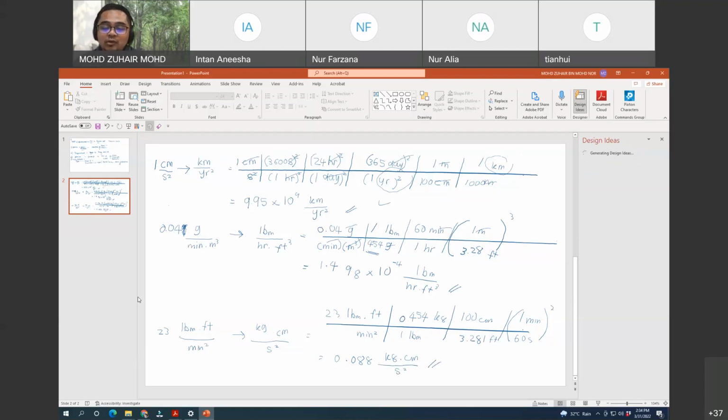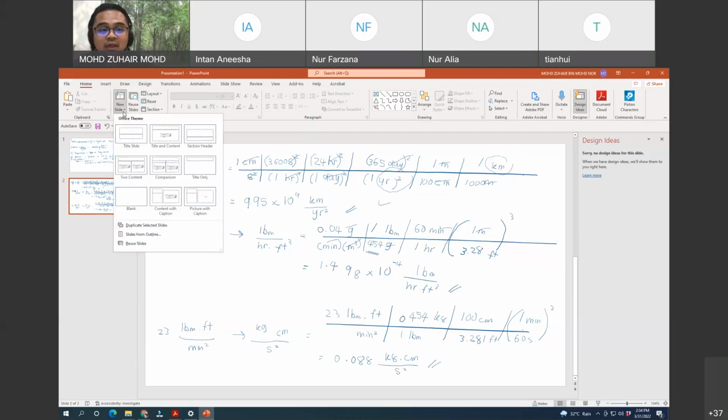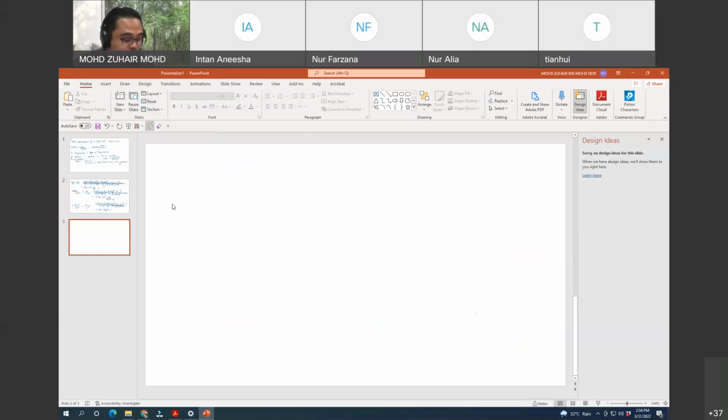So far, any question related to this? This is a very simple one, not really that difficult. I expect all of you know how to solve all of this. So we are going to move to the second question.